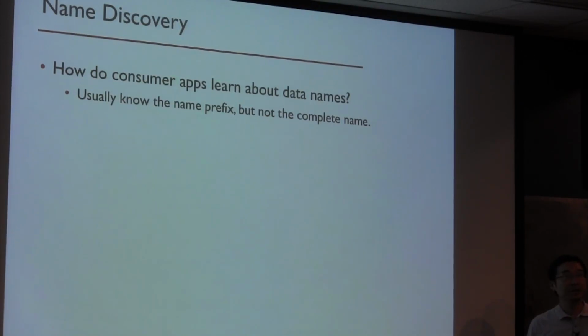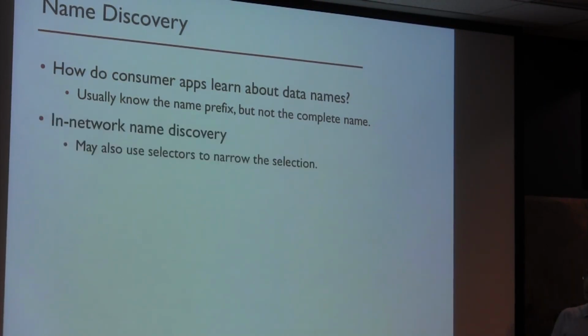So name discovery is how do you know the names, right? If I know the complete name, I send it out, the network gives me the data. But if I don't know, how do I find it out? So I give an example. NDN has this native built-in support for that.